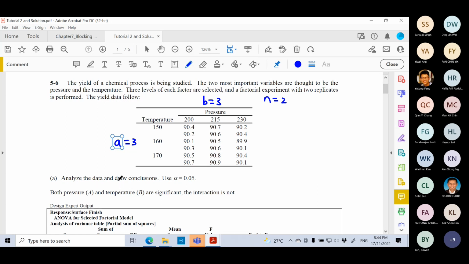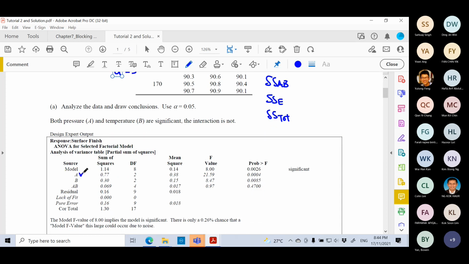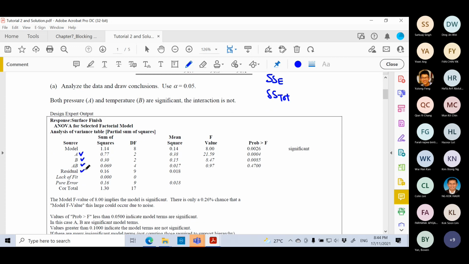If you want to analyze the data, in this example we will calculate the sum of square for A, the sum of square for B, and the sum of square for AB. Then finally you can calculate the sum of square for the error, by finding the sum of square for the total first, then subtracting the rest of the sums of square to get the sum of square for error. This question is very standard: we have factor A, factor B, AB, and the residue. Then of course you get the sum of square for total, given here.